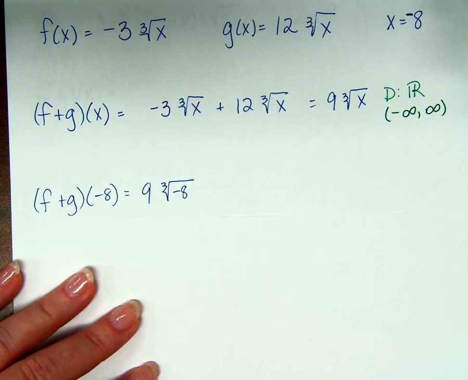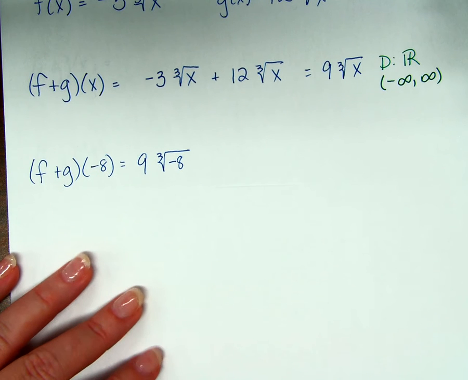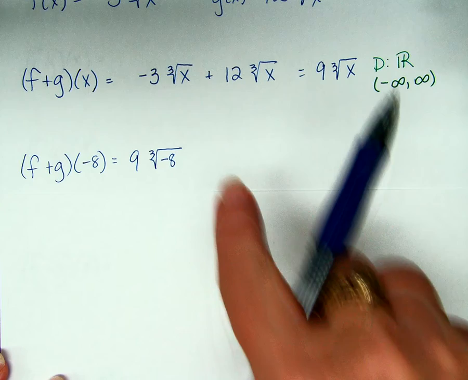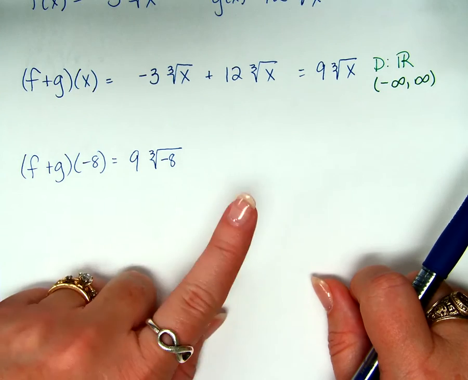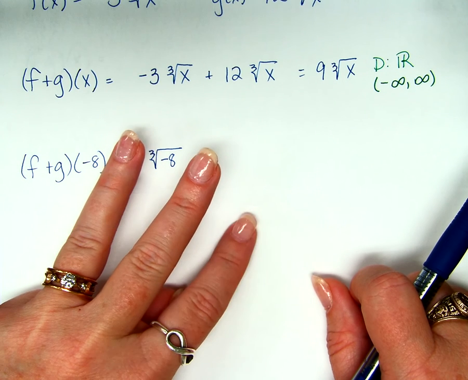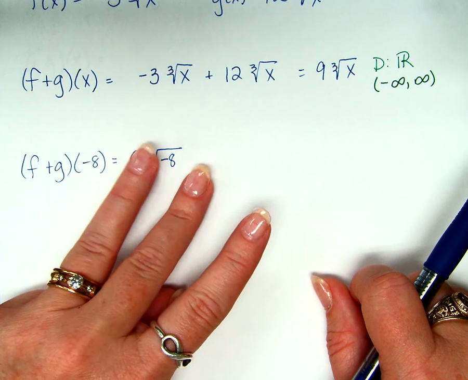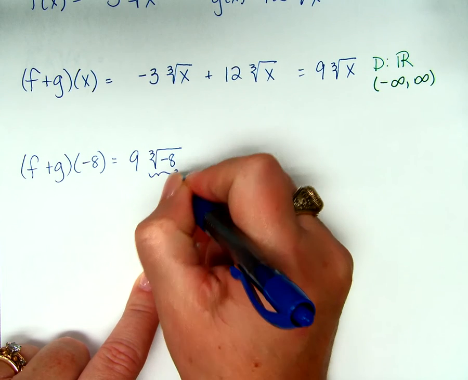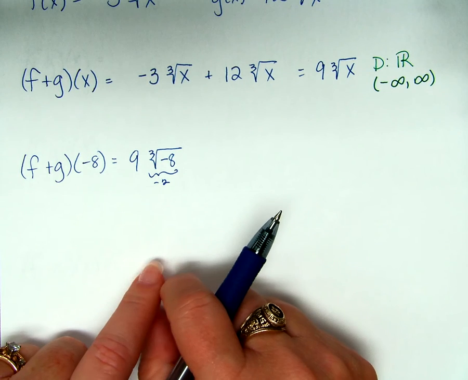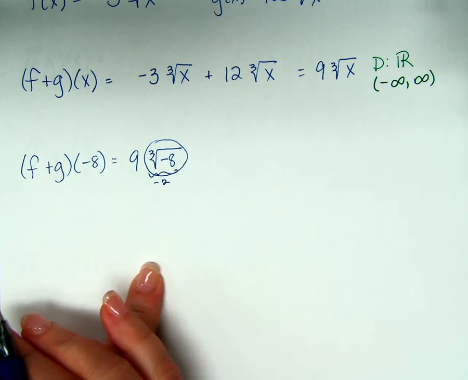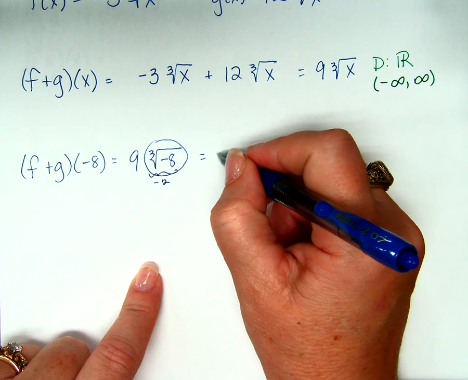negative 8, right? Now, somebody earlier said, oh, that's going to be an i thing, right? Because it's a negative under the root sign. Well, except this is a cube root. Can I think of something times itself that equals negative 8? Yes. Negative 2 times negative 2 times negative 2 is negative 8, isn't it? So this part is negative 2. What do I do with that? The negative 2 times 9. Yeah, absolutely. What is it? Done.